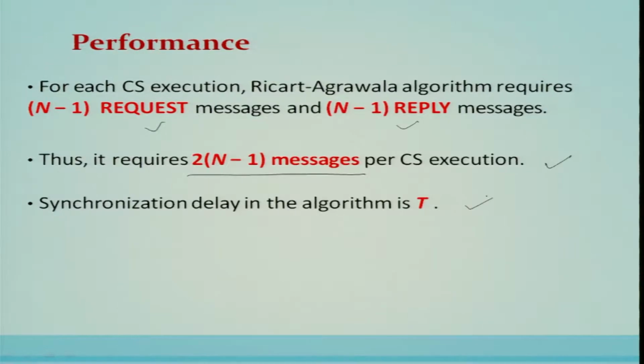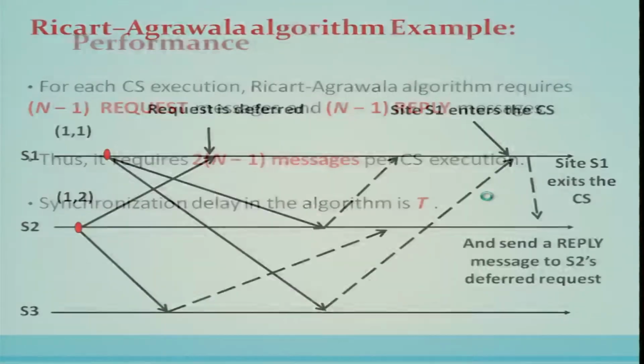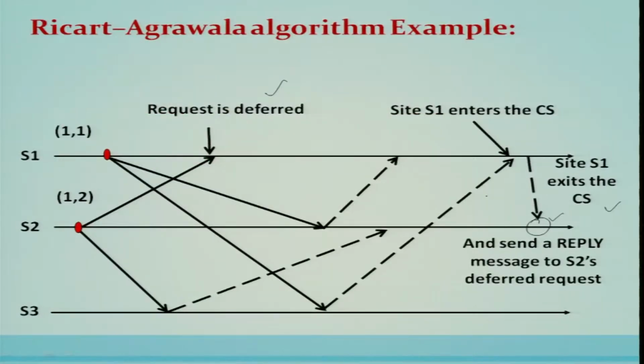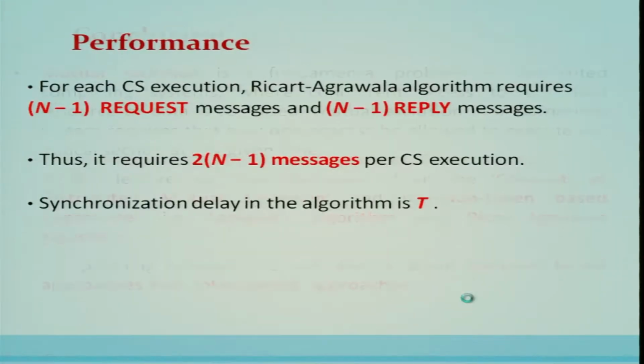The synchronization delay is as you can see in this particular picture: once site S1 has come out of the critical section, it will take T time to send the deferred messages. Then only the next process which has requested to go into the critical section can enter the critical section. So, the synchronization delay SD is basically T that we have expressed here in this algorithm.